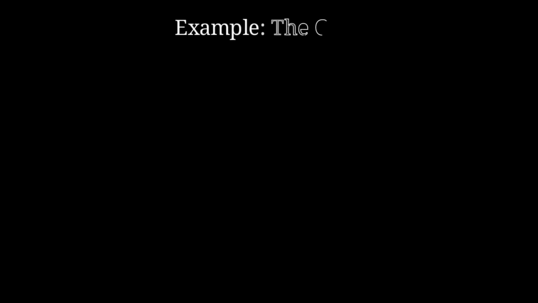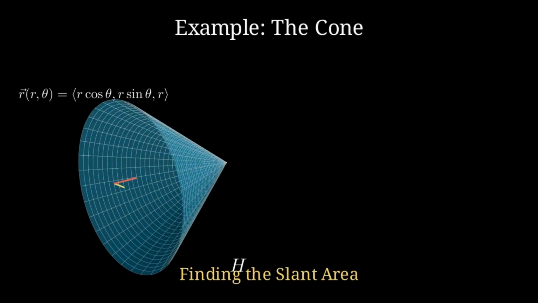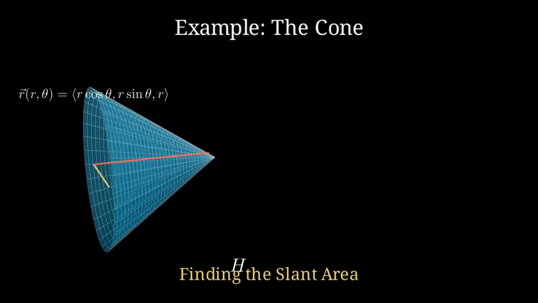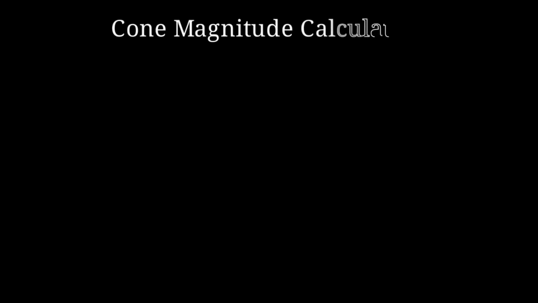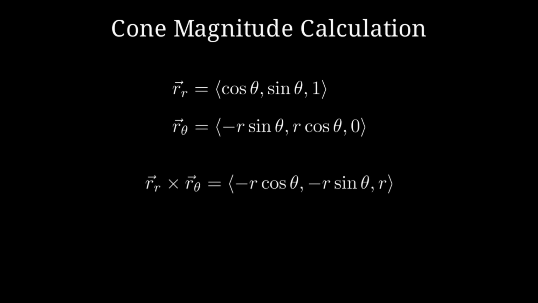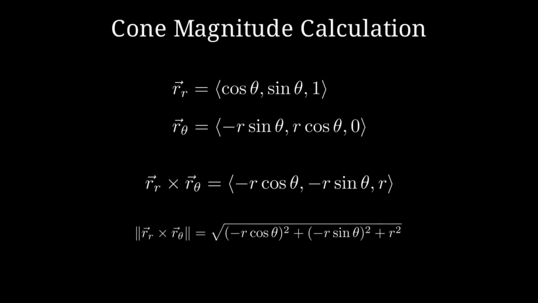Let's look at a cone. This time, our parameters are r and theta. As r increases, the circle expands and moves upward, creating the cone shape. Let's see how the magnitude calculation changes here. After calculating the cross product and magnitude, we find the factor is a times the square root of 2. Unlike the cylinder, our scaling factor depends on the radius, because the cone gets wider as we go up.